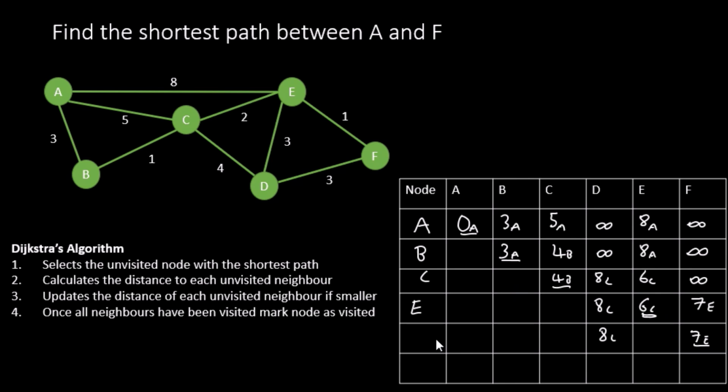And then finally, just to finish off now, we need to visit node D, and we just finish that off, and we underscore it because now we've visited all the other nodes.